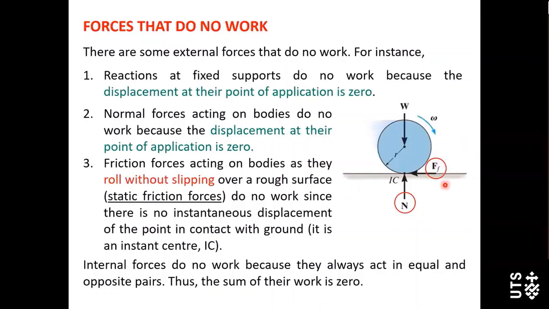Now, friction force. Here, we know for a rolling motion, there is a friction force. If this is a roll without slipping, that means the friction force will be static friction force. Static friction force cannot do work because there is no instantaneous displacement of the point in contact with the ground. And this point should be the IC point.